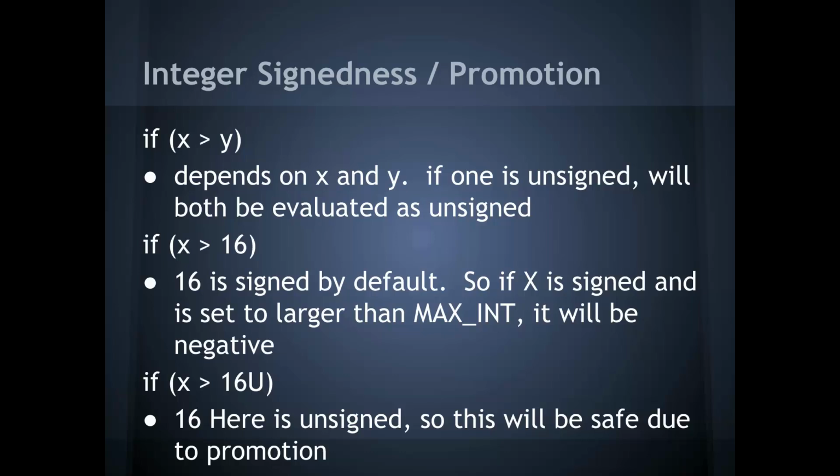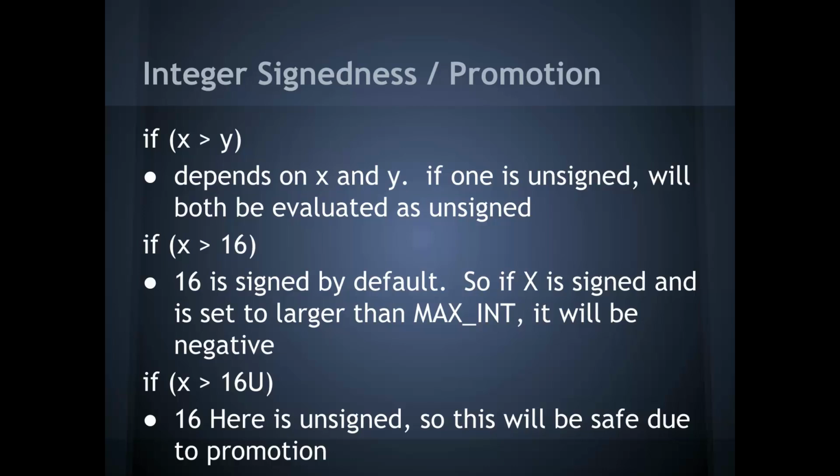I should go on the record and say that that's not always the case, and I may be wrong sometimes, because I don't understand all of the integer promotion rules. They are quite complex. So the next case, if x is greater than 16: hard-coded values like 16 are signed by default. So if x is signed and is set to a value larger than max int, it will be negative.